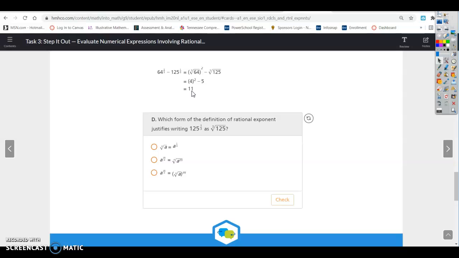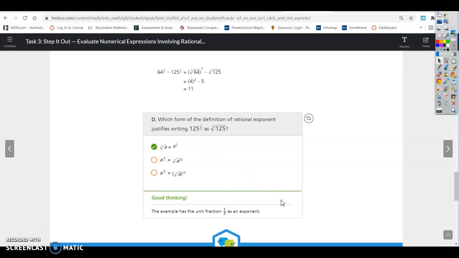Okay, which form of the definition of rational exponents justifies writing 125 to the 1/3 as the cube root of 125? All right, so this doesn't have an m and an n, it just has an n. So it's going to be this first definition here. All right, so that's just evaluating using your exponent properties. If you have any questions, please let me know.